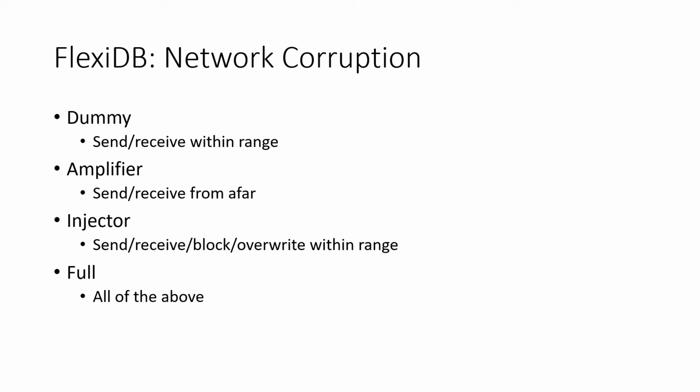Then we have the injector adversary that is able to send, receive, block, and overwrite messages within range, so messages that are initiated close to him. And finally, we have a full adversary that is able to send, receive, block, and overwrite messages even from a distance, which is the most powerful adversary that we have.